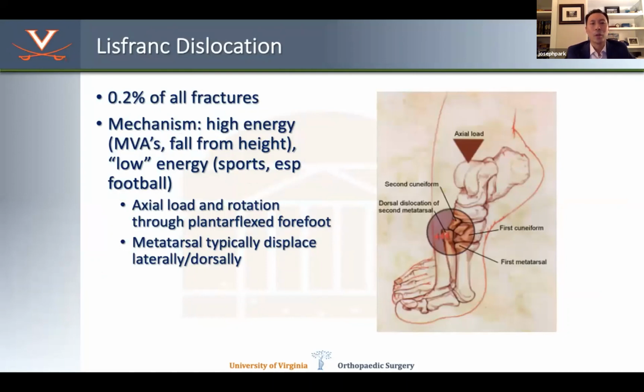The mechanism is often high energy: motor vehicle accidents, fall from height. And some of the low energy ones from sports would be especially from football, which is the most common time I see a Lisfranc injury. You can get it from axial load and rotation through a plantar flexed forefoot. And typically the metatarsals displace laterally and dorsally, just given the mechanism of the injury.